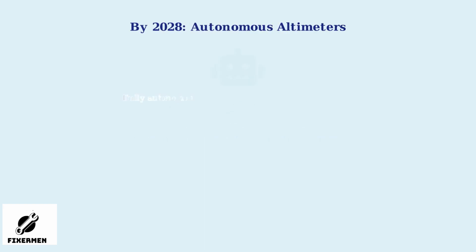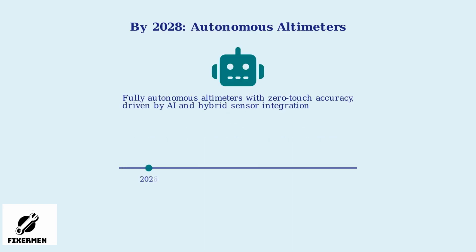By 2028, expect fully autonomous altimeters with zero-touch accuracy. These advanced systems will continuously learn and adapt, providing reliable elevation data without any user intervention.